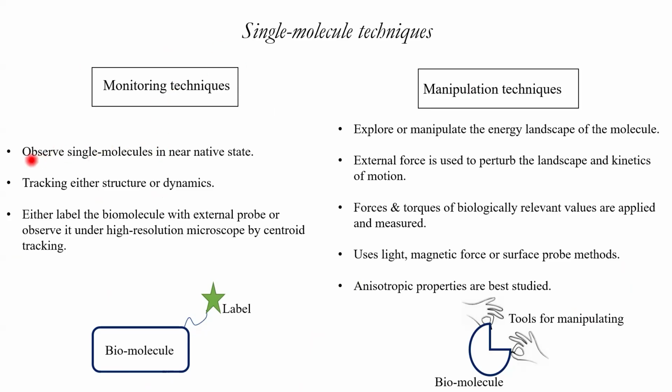Whatever I told you is basically this. If you want to observe single molecules in a near native state, or if you want to track them, like when the structure is changing or the dynamics is happening, or if you want to label a biomolecule with an external probe, this is where your monitoring techniques are useful, which is your fluorescence. If you want to change the energy landscape of the molecule, or if you want to apply external force to perturb the system, or study anisotropic properties, in those cases you use what is called the manipulation technique, which is force spectroscopy. I will show you the tools that are commonly used in these two methods.